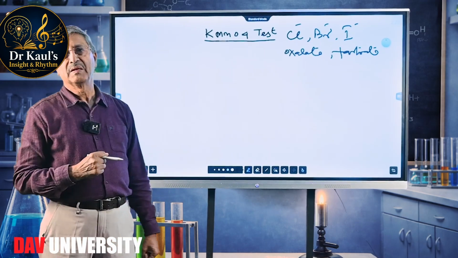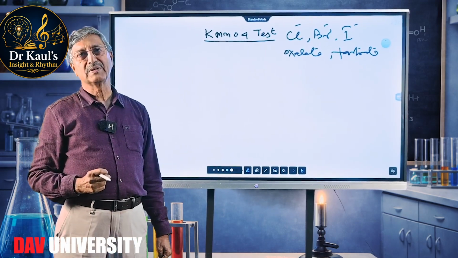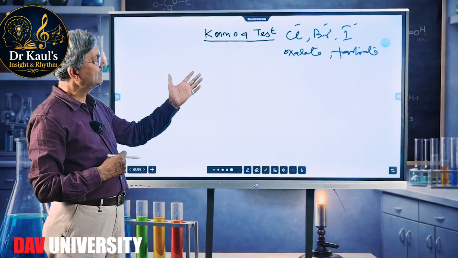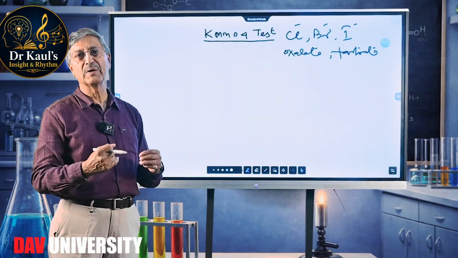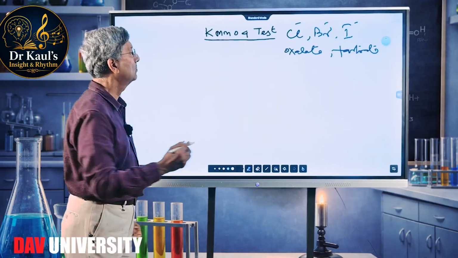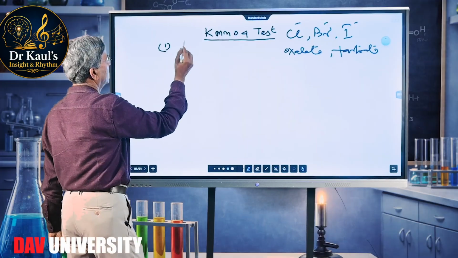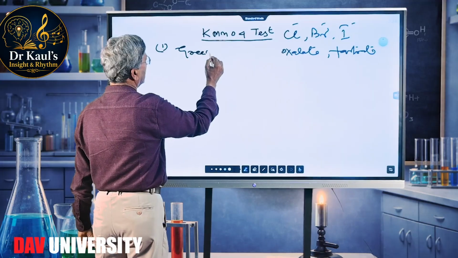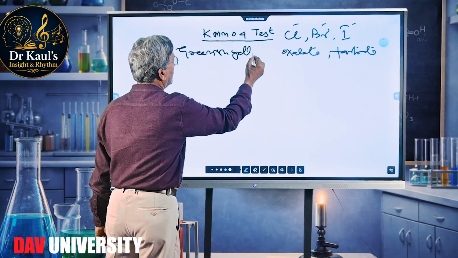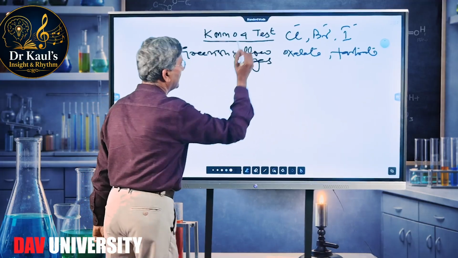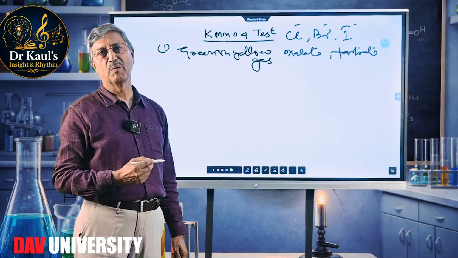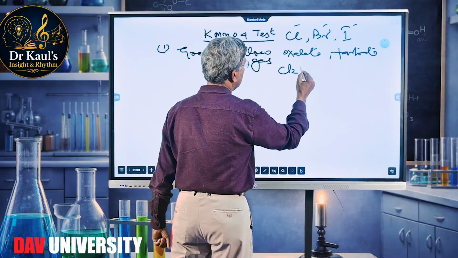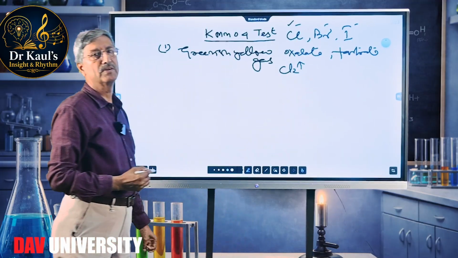The first situation: the color of the KMnO₄ solution gets discharged with the evolution of a gas. Now we'll have to detect, from the observations and the properties, which gas it could be. So the first case is evolution of a greenish yellow gas which bleaches moist litmus paper. This greenish yellow gas would be chlorine gas, and this chlorine gas would come from a chloride.